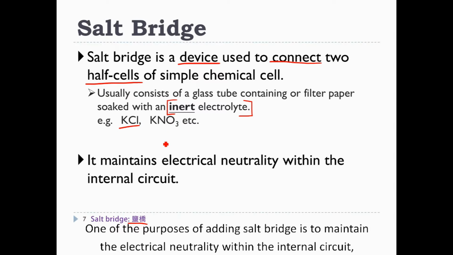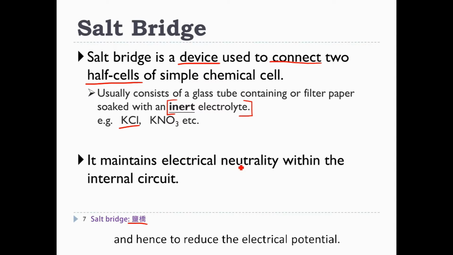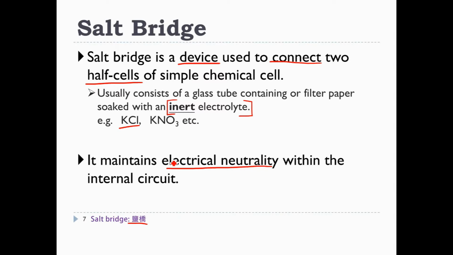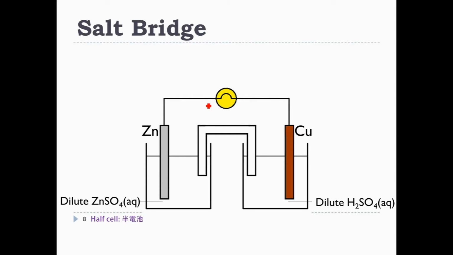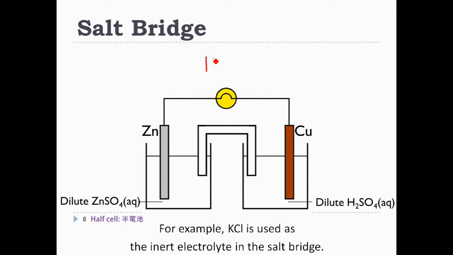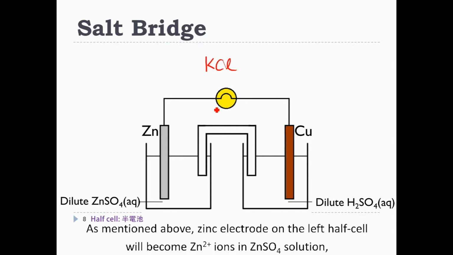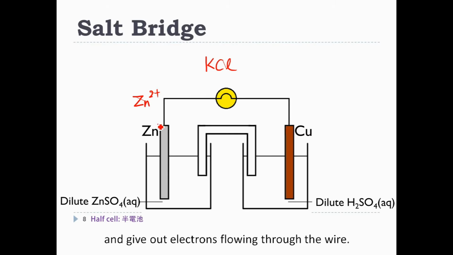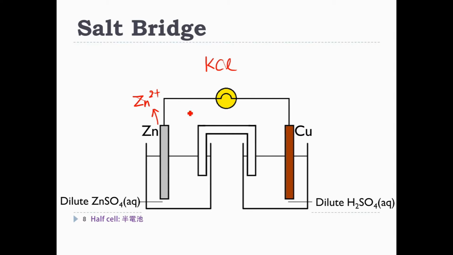One of the purposes of adding salt bridge is to maintain the electrical neutrality within the internal circuit, and hence to reduce the electrical potential. Another purpose is to complete the circuit. For example, KCl is used as the inert electrolyte in the salt bridge. As mentioned above, zinc electrode on the left half cell will become Zn2+ ions in ZnSO4 solution and give out electrons flowing through the wire.